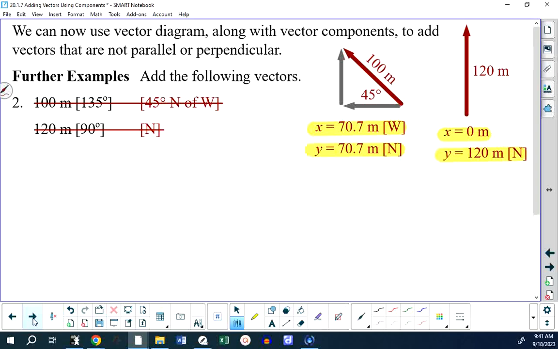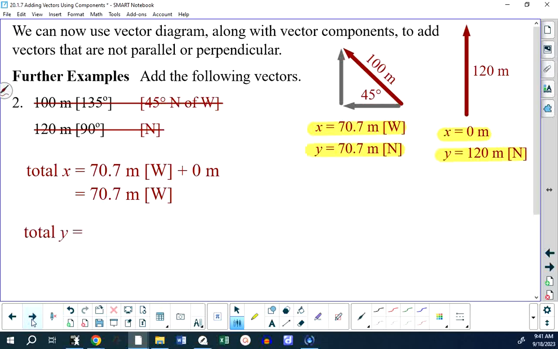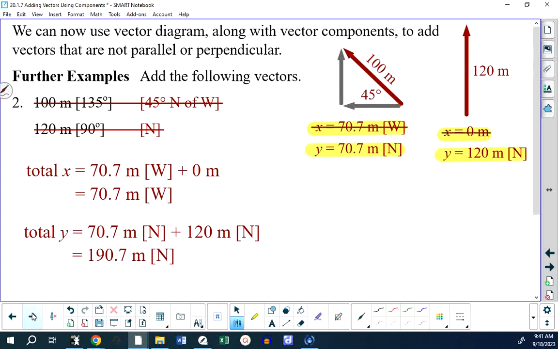Can you add 2 of these together in your head? Absolutely. The 2 x's you can add together, and the two y's you can add together. So now what we can do is we can say the total x is 70 meters west. And guess what? We're done with those. And we can add the y's together as well and get, is it 190.7? Is that correct? Okay. Guess what? We are now done with all of those highlighted vectors, because we can use that instead for the x and that instead for the y.